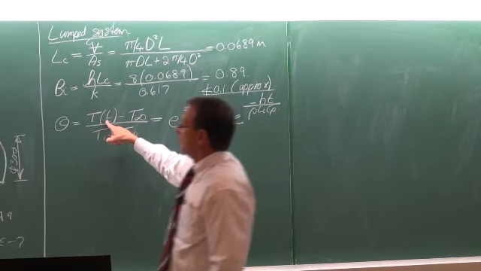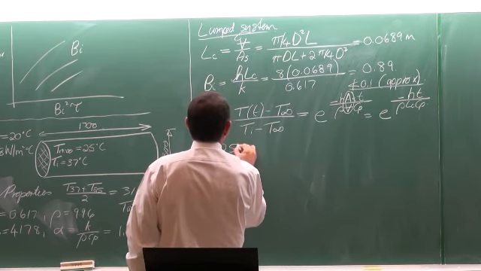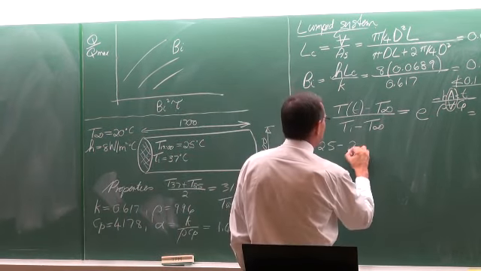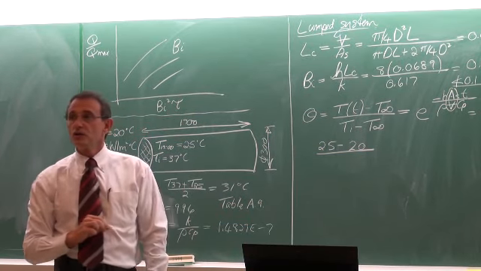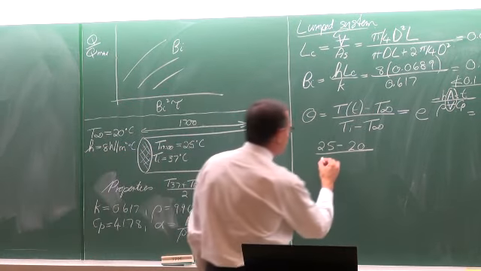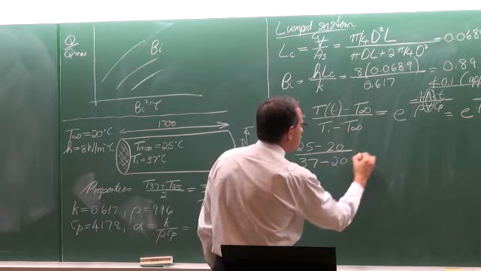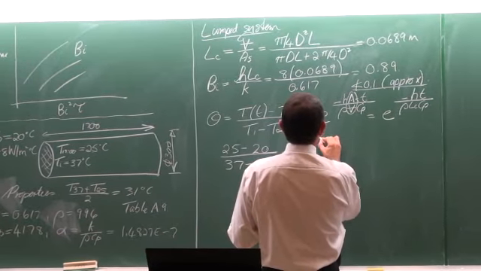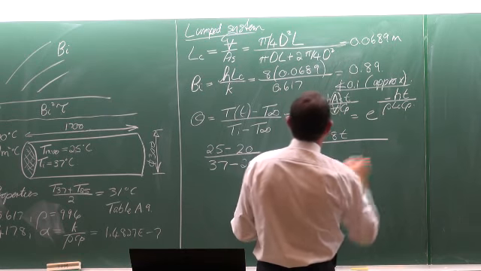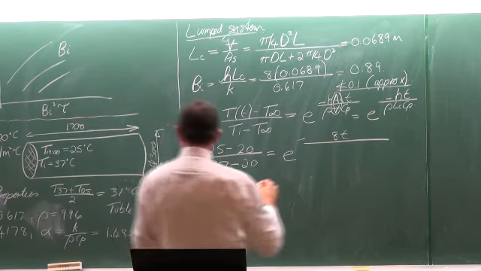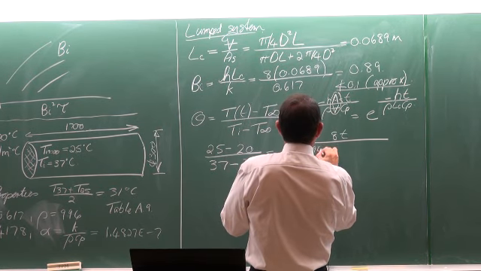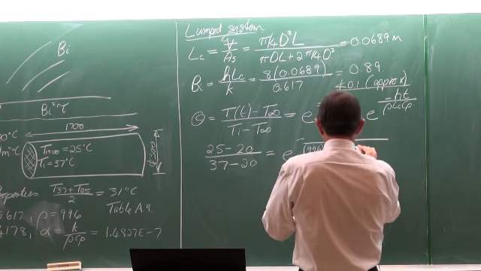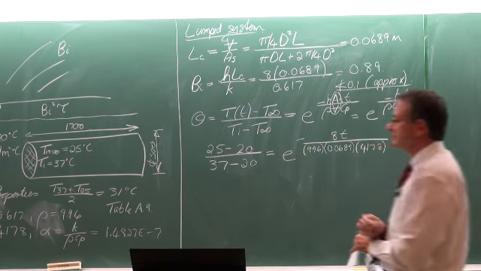Okay, the temperature when the body was discovered is 25. The temperature at time equal T is 25. The room temperature is 20. The initial temperature of the body before he died must have been 37, and the room temperature is 20. It's equal to e to the minus, the heat transfer coefficient is 8, multiplied by T, divided by the density. The density is 996. The characteristic length is equal to 0.0689, multiplied by Cp, which is 4178.